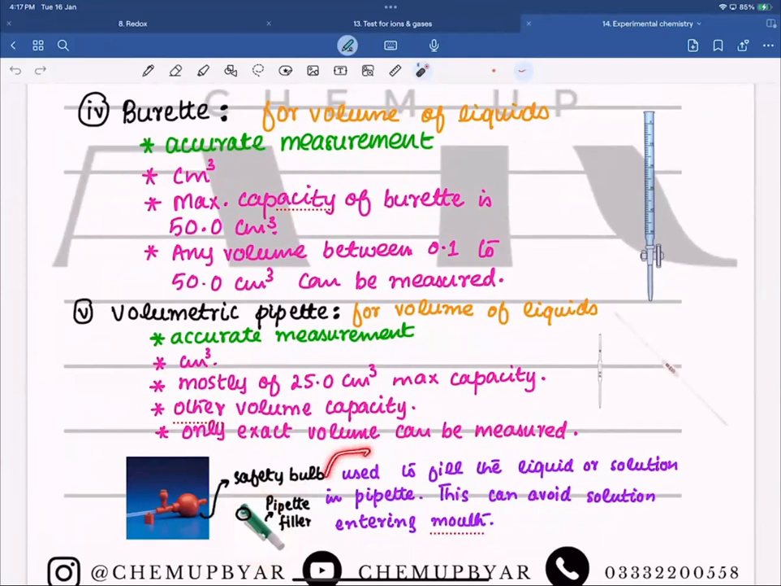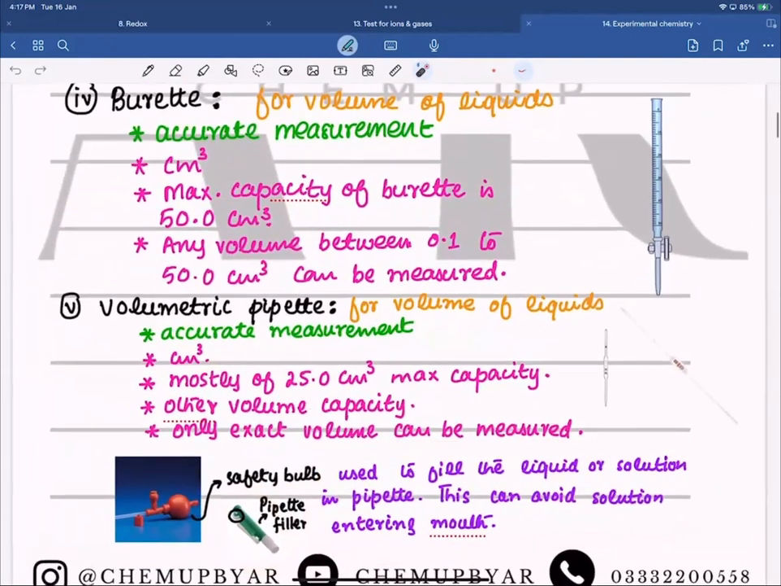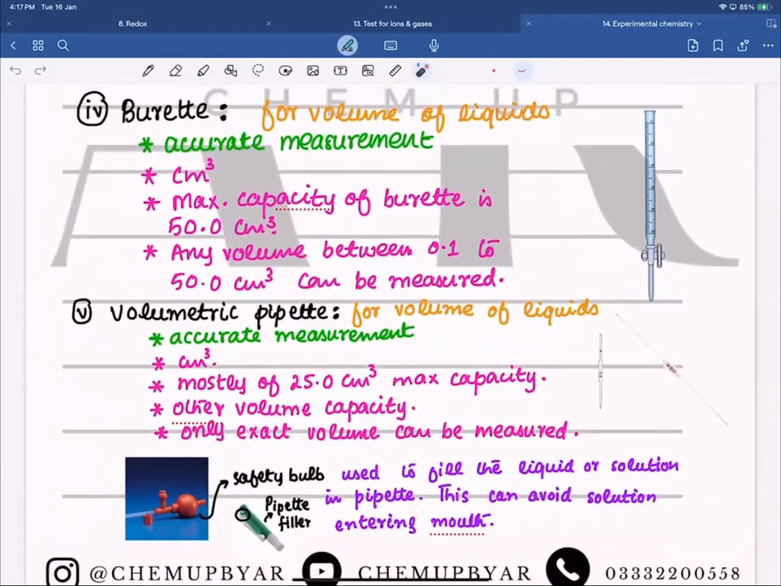Okay, so this is the reason that is normally asked by the examiner in paper 4. So now note these two apparatuses down, then we will discuss the other apparatuses.